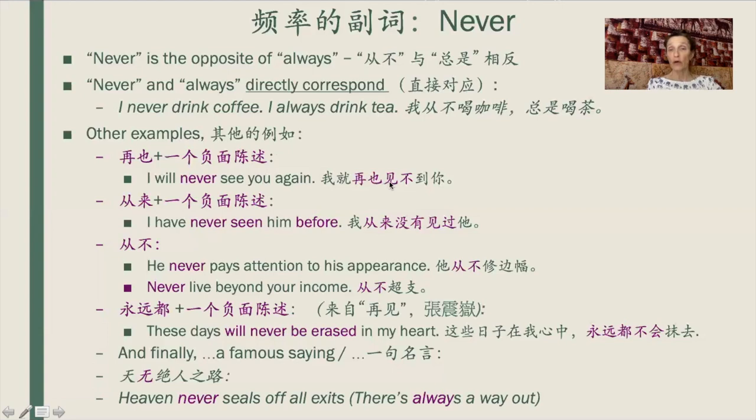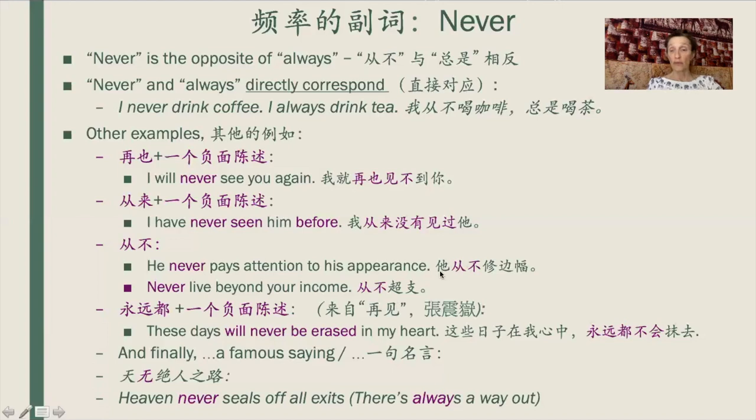So, 见不到 is a negative expression. Another way of saying it is with 从来 in a negative expression. So, 我从来没有见过你. I have never seen him before. That translates into never. Never seen before. Never. Okay. 从来没有见过. So 从来 with a negative clause. Then 从不. 从不 is pretty simple.